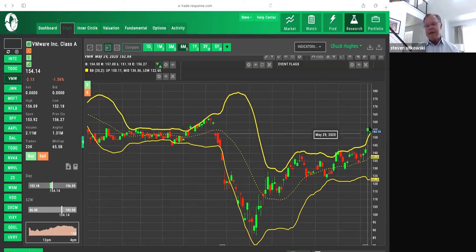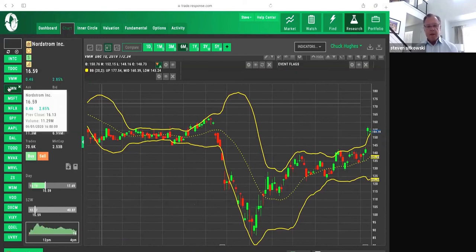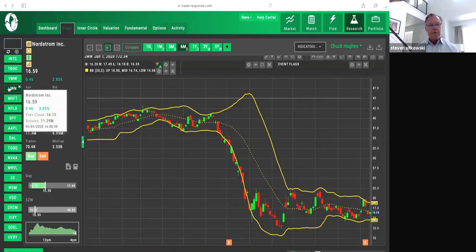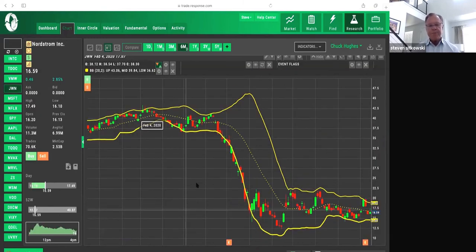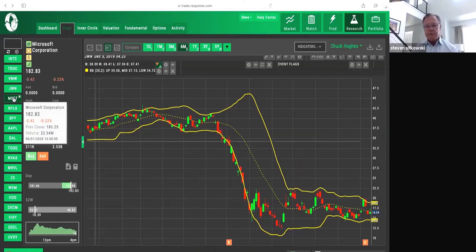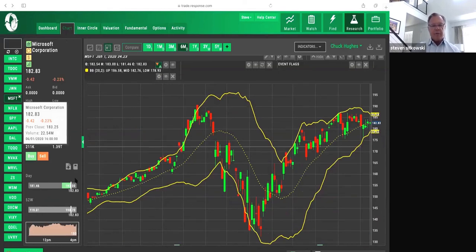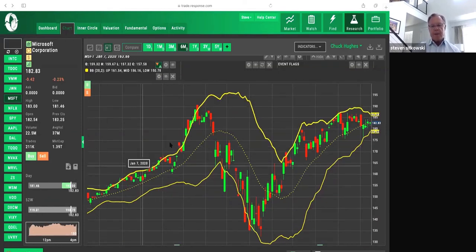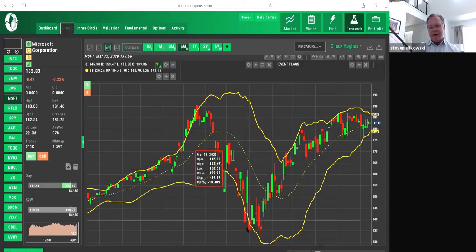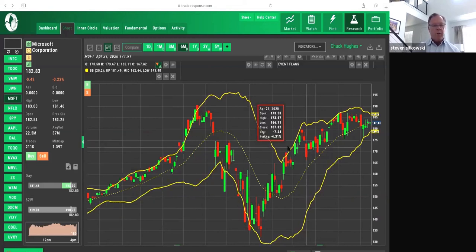Got outside the band here. I would expect it to go lower. Here is Nordstrom's. So pretty tight right there. Squeeze, look at the volatility. Let's see what we got for Microsoft. So Microsoft, we had the squeeze right here, moved to the up, then the down, got outside on the down, and went higher.